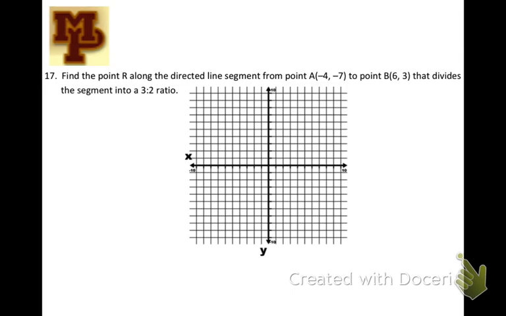Okay, this one's a bit of a process, so I'm going to go ahead and plot the points. So negative 4, and down 1, 2, 3, 4, 5, 6, 7, like about right there. So that's A, that's negative 4, negative 7, and then B is 6, 3, 1, 2, 3, 4, 5, 6, 3. Like about right there. Okay. All right, the segment that connects those looks like that.